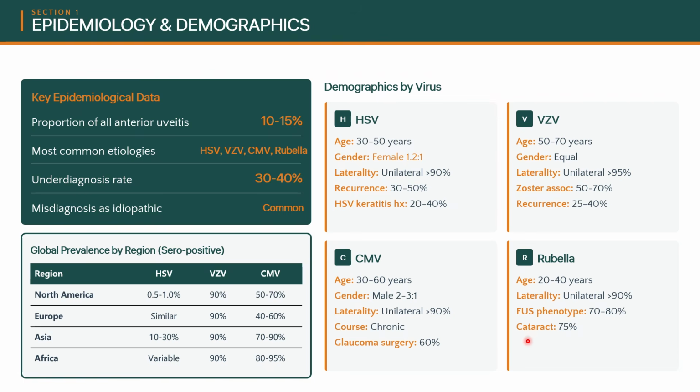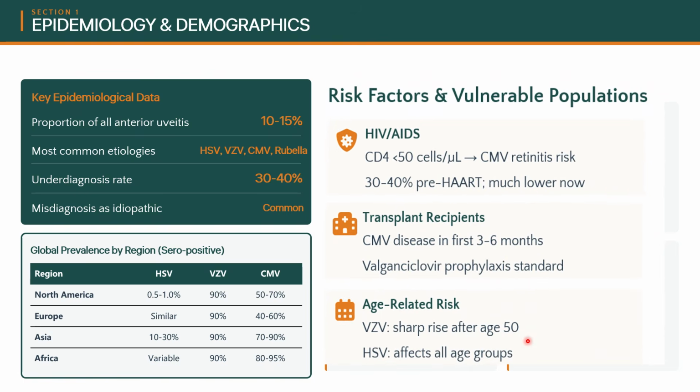So this is just brief epidemiological notes. And another thing is that some categories of people have increased risk of these viral uveitis, especially those who are HIV positive and with CD4 less than 50 cells.